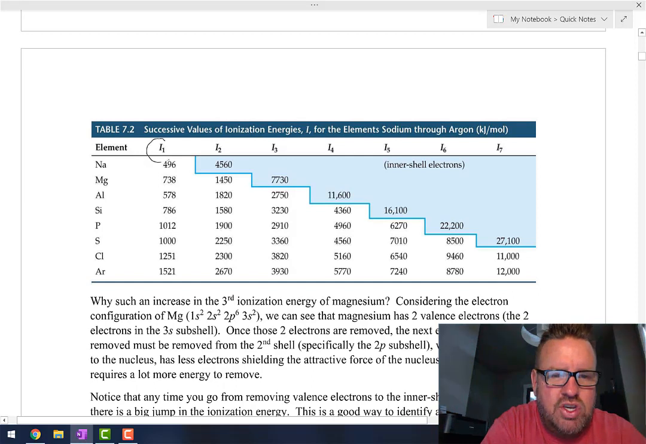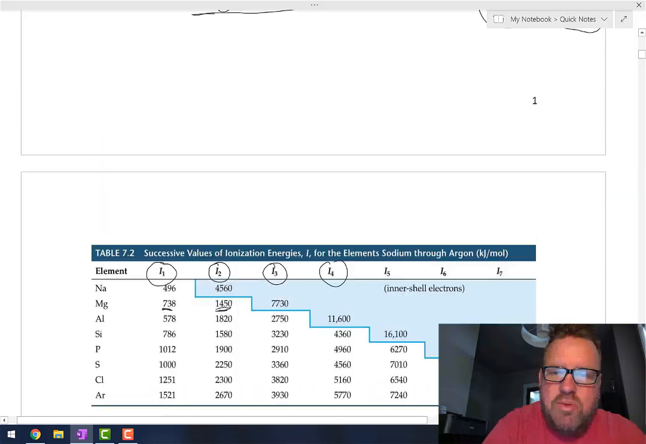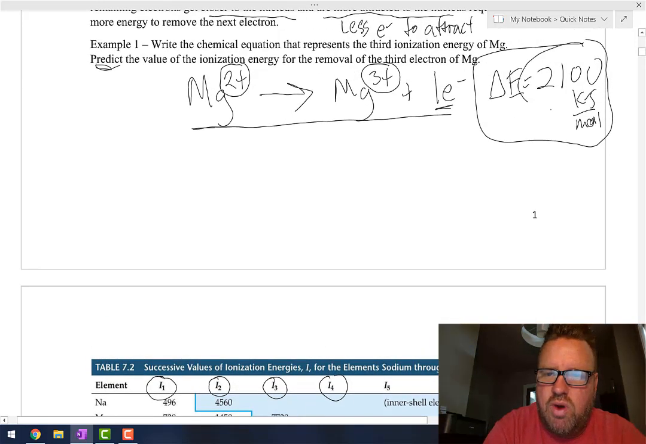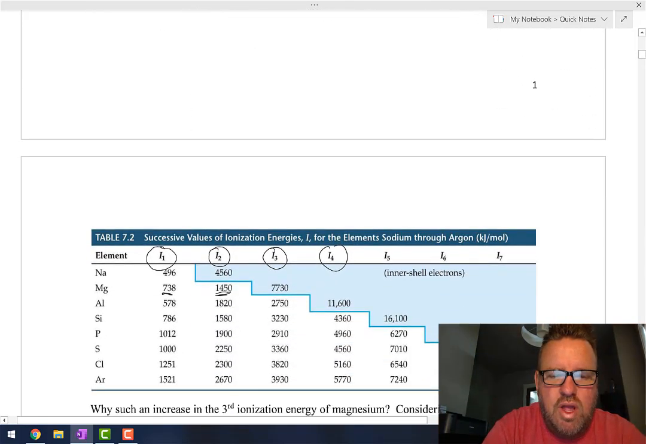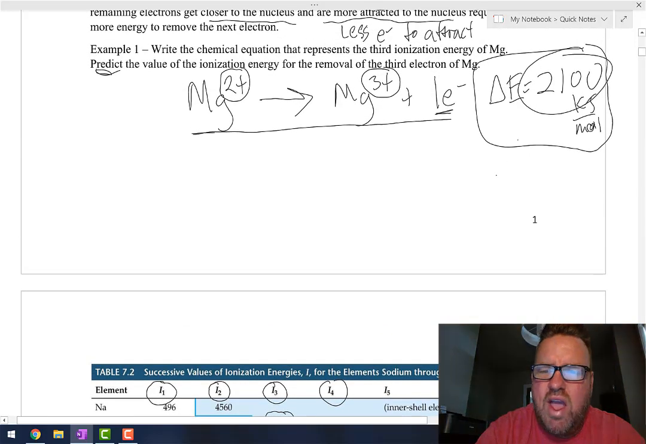Okay, now if we scroll down here, we see a table that actually shows the different ionization energies. 1, 2, the third ionization energy, the fourth, etc. Notice that with magnesium, the first 2 are the 2 that we had up there, 738 and 1450. But remember what our prediction was. Our prediction was around 2100, maybe 2200. But notice that the real third ionization energy of magnesium is 7730, which is way, way higher than our predicted 2100.